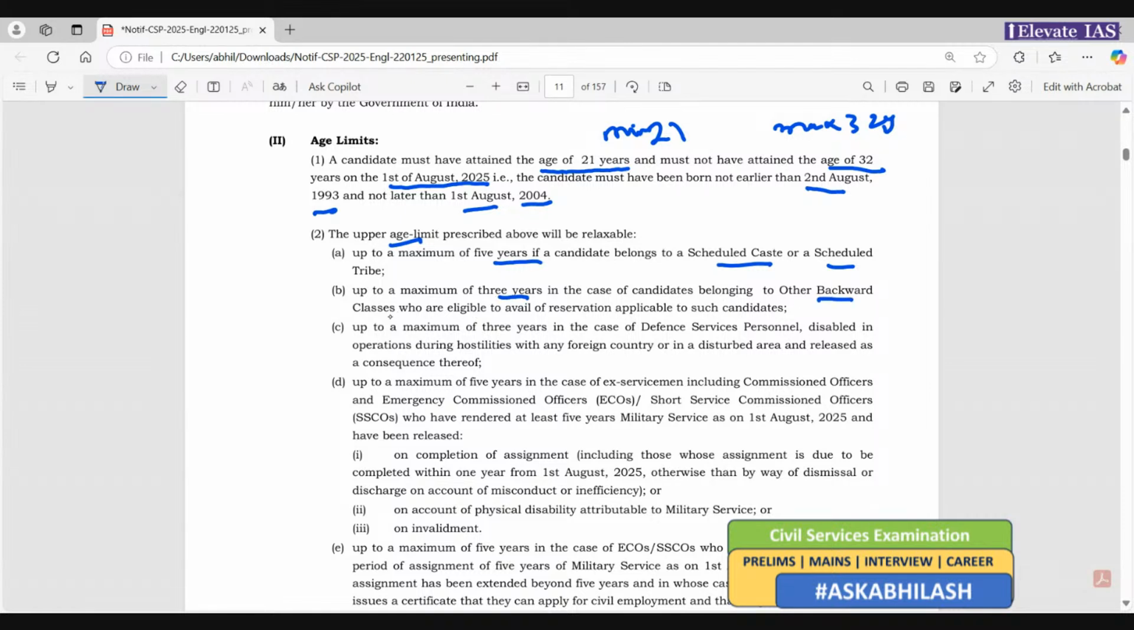Now some relaxation is there for upper age limit: 5 years for SC and ST, 3 years for OBC who are eligible to avail reservation, 3 years in case of defense services personnel disabled in operations during hostilities with any foreign country or in disturbed area or released as consequence thereof, 5 years in case of ex-servicemen including commissioned officers, emergency commissioned officers, short service commissioned officers, who have rendered at least 5 years military service on 1st August 2025 and have been released. You have to give the certificate of 5 years service.